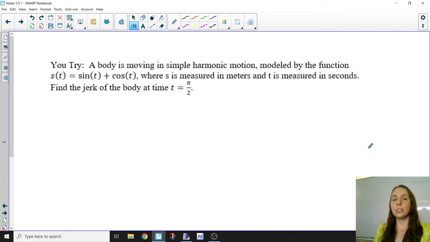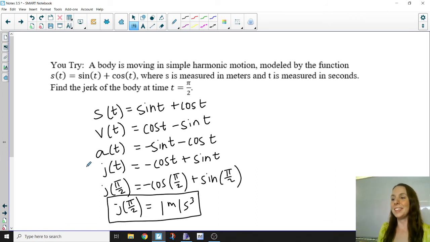All right, here's a you try. So I would suggest at this moment you pause and you try it. And I'm going to put my work up and then I'll come back and show you. All right, here's an answer.